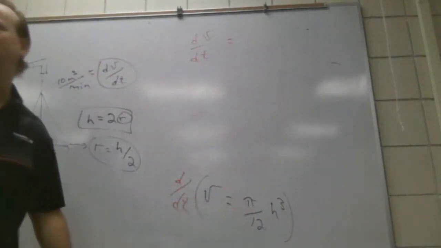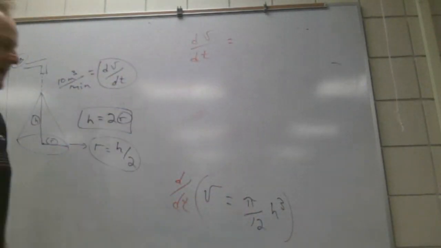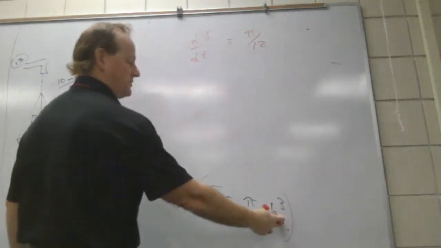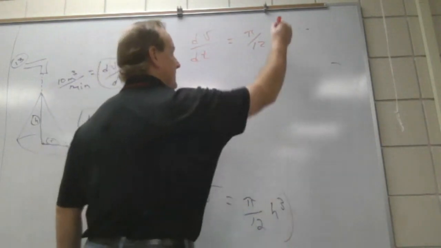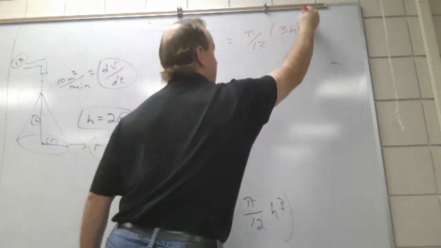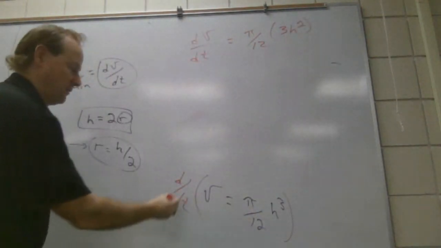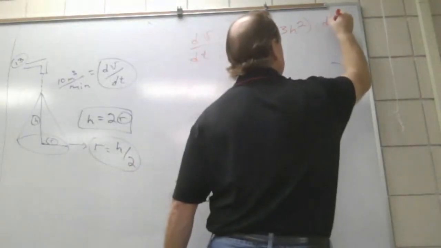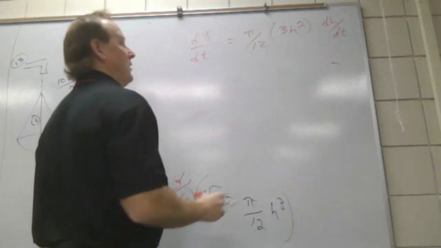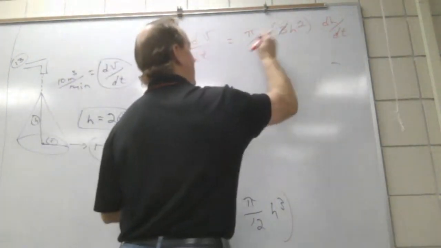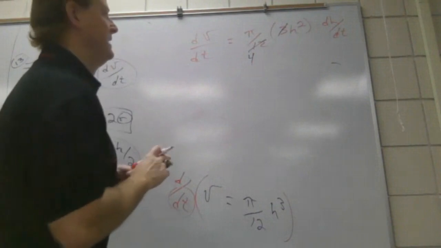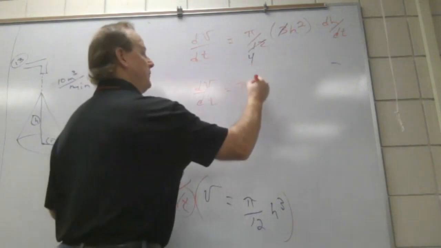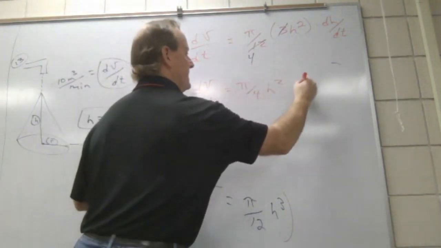On the right side, it's a constant times a function. That's why I wrote the pi over 12 together like that. The derivative of a constant times the function is a constant times the derivative of the function. The derivative of h cubed is what? 3h squared, but it's an h, not a t. So what do I have to attach? dH dt, that's what I'm actually solving for. And of course, the 3 cancels with the 12, and that's a 4. So now I have dV dt equals pi over 4 h squared times dH dt.